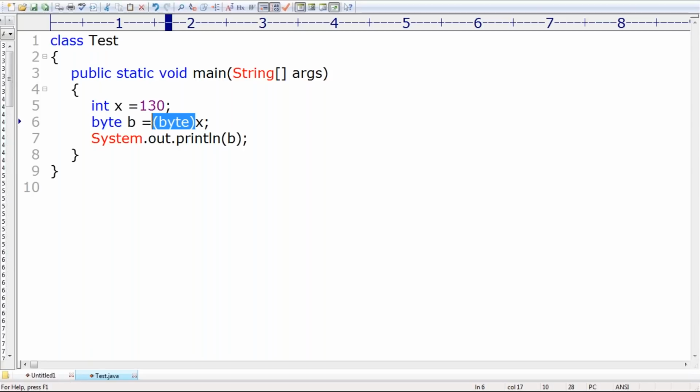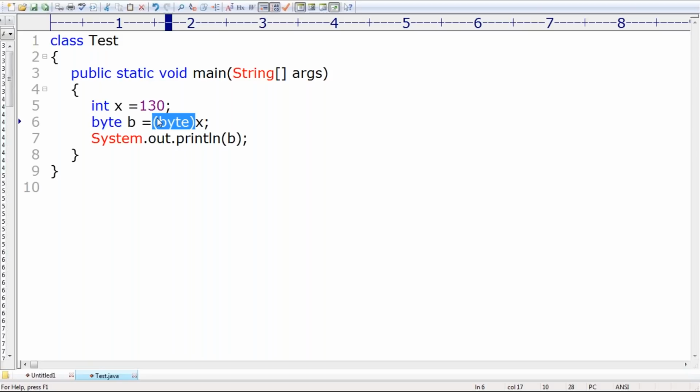Next, the third one. Explicit typecasting is also known as narrowing or downcasting, because the reason for that is you are making your bigger thing into a small one. That's why it is also known as narrowing or downcasting. Downcasting, right?